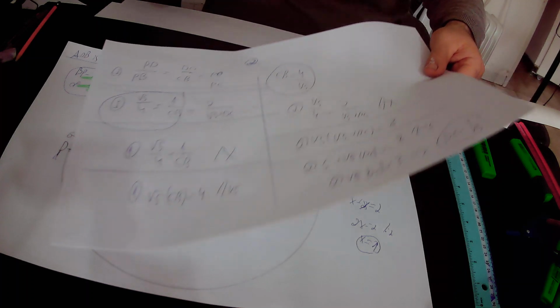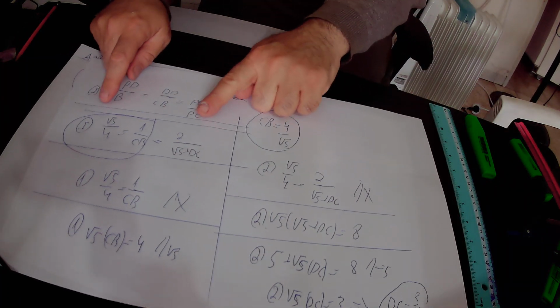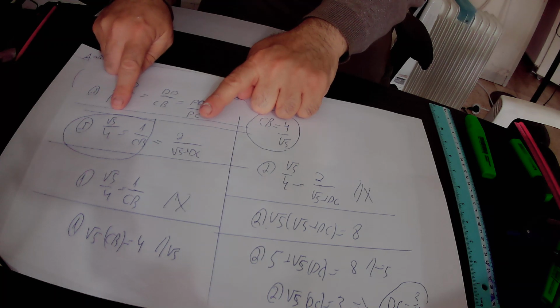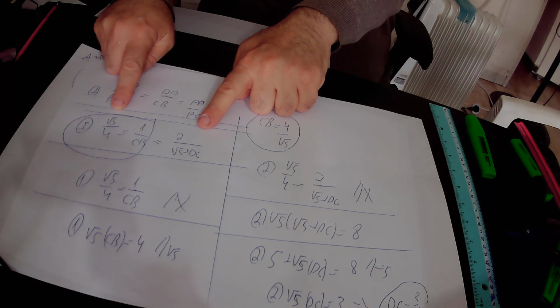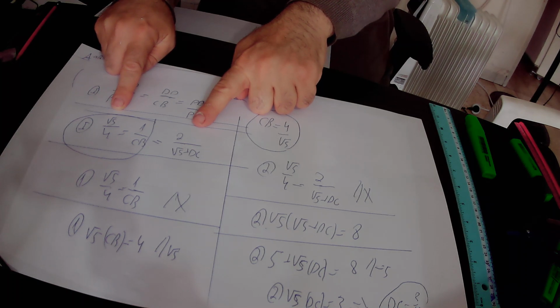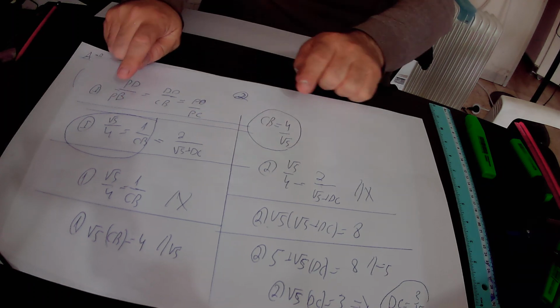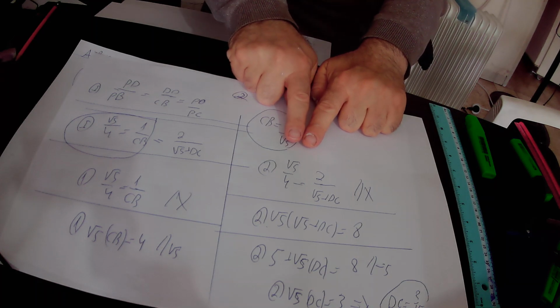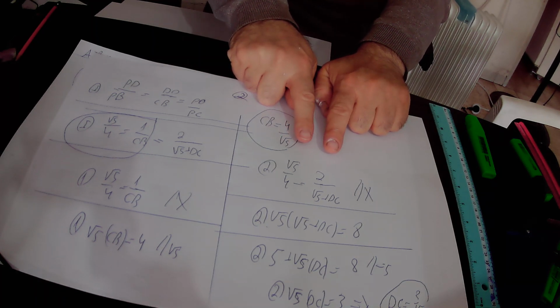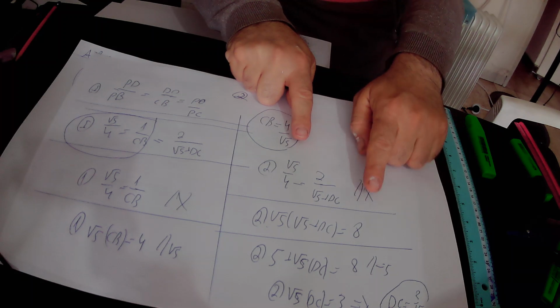We continue to focus on the long equation 1. In this long equation 1, the first expression equals the third expression. So we get equation 2 from those two expressions that are equal to each other. According to equation 2, square root of 5 over 4 equals 2 over square root of 5 plus DC. Here we cross multiply this equation 2 and finally find that square root of 5 times square root of 5 plus DC equals 2 times 4, that is 8.